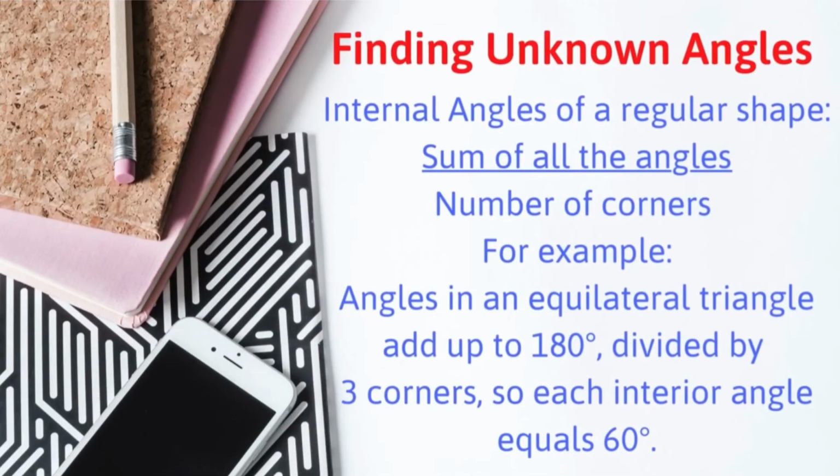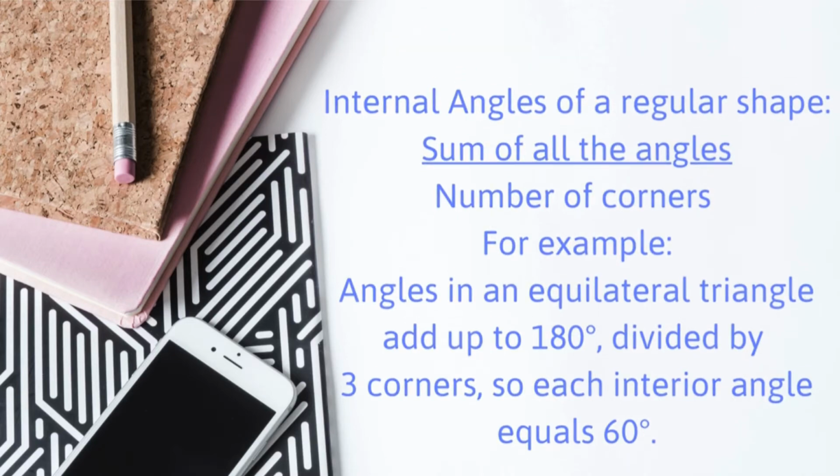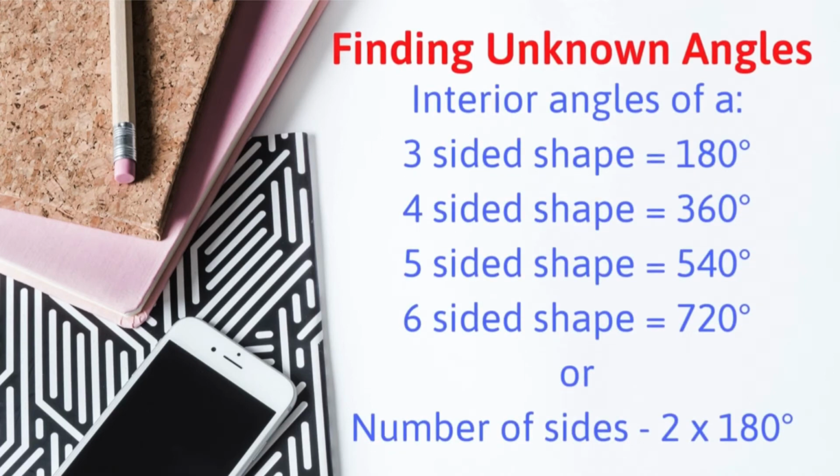An interior angle is the angle inside the shape at each corner. If the shape is regular, then all the sides of the shape are the same length, so all the interior angles will be the same size too, like a square or an equilateral triangle. To calculate the size of an interior angle, we use the formula sum of all the angles in the shape divided by the number of corners the shape has. For example, angles in a triangle add up to 180 degrees divided by 3 corners, so each interior angle equals 60 degrees for an equilateral triangle.